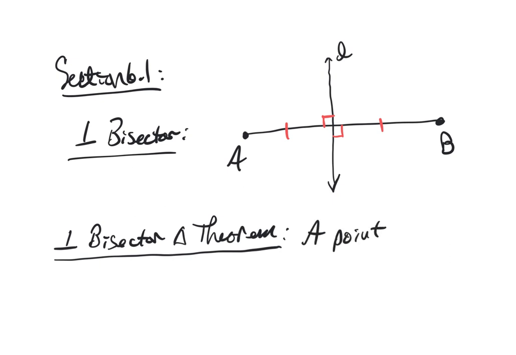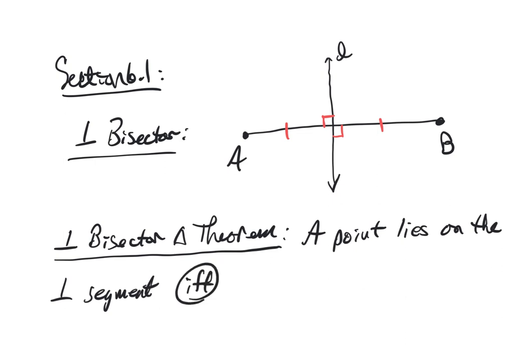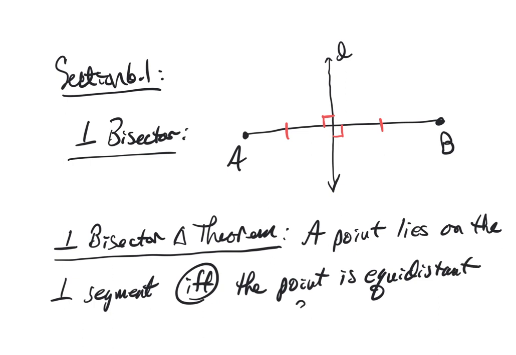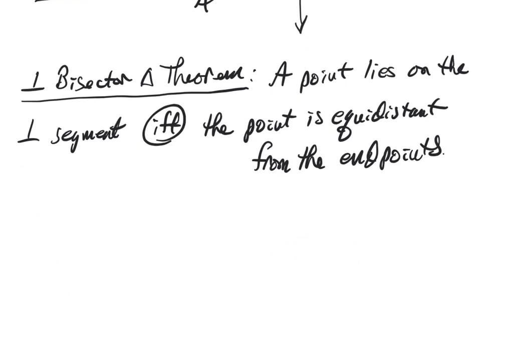A point lies on the perpendicular bisector of a segment if and only if the point is equidistant from the endpoints. I'll just slide that up a little bit so you can still see it.